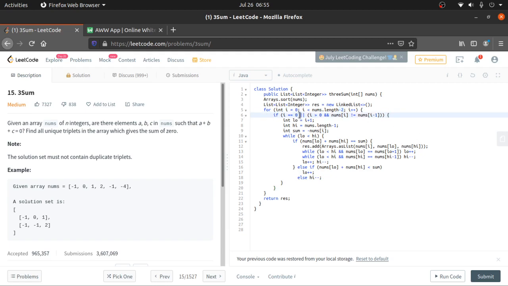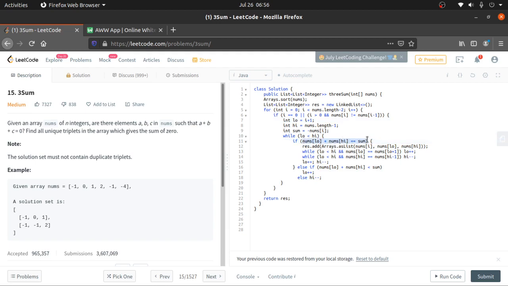I is equal to 0, or I is greater than 0 and nums of I is not equal to nums of I minus 1. So this is what I explained. In that case, we start our low pointer from I plus 1 and our high pointer at the very last number. And our sum, the target number we're looking for, is minus nums of I. And we make the low and high walk towards each other.